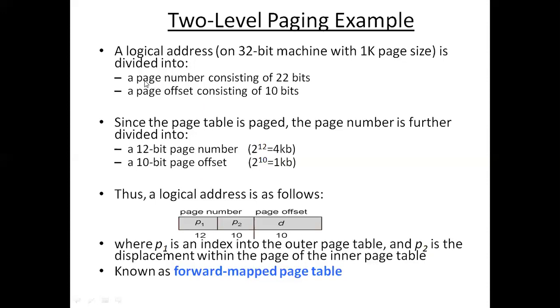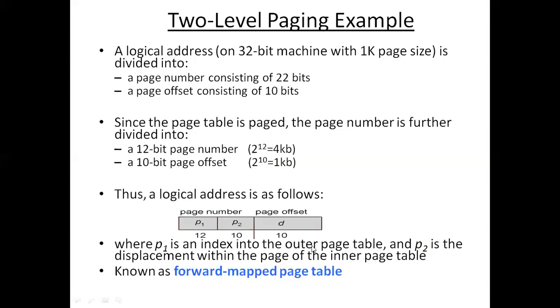What does it mean? Each page number, which is the first 12 bits, is mapped to the other 10 bits. We give it as the page offset. So it is the mapping between this page number and its particular offset. So the logical address can be changed to 12, 10, and 10. This page number is divided into two sections, one section having 12 bits, another section having 10 bits. So each 12-bit entry is mapped to all the 10 bits in the second section.